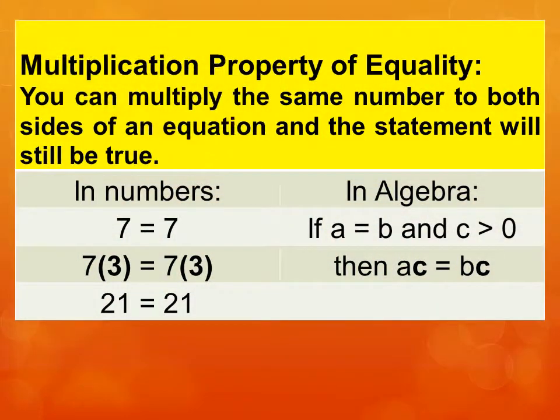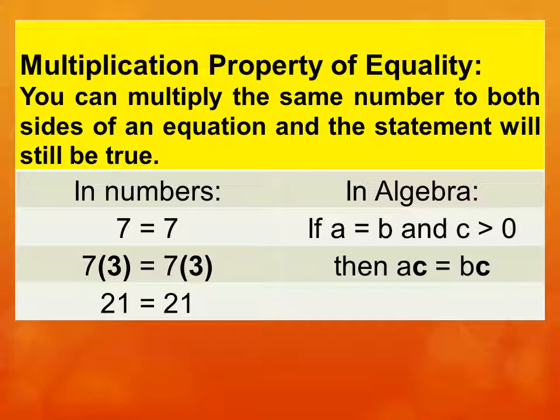The third property is the multiplication property of equality. You can multiply the same number to both sides of an equation and the statement will still be true. In numbers, if we have 7 = 7, then if we multiply both sides by 3, it becomes 7 times 3 = 7 times 3. If we simplify, 7 times 3 is 21 and 7 times 3 is 21. So 21 = 21.